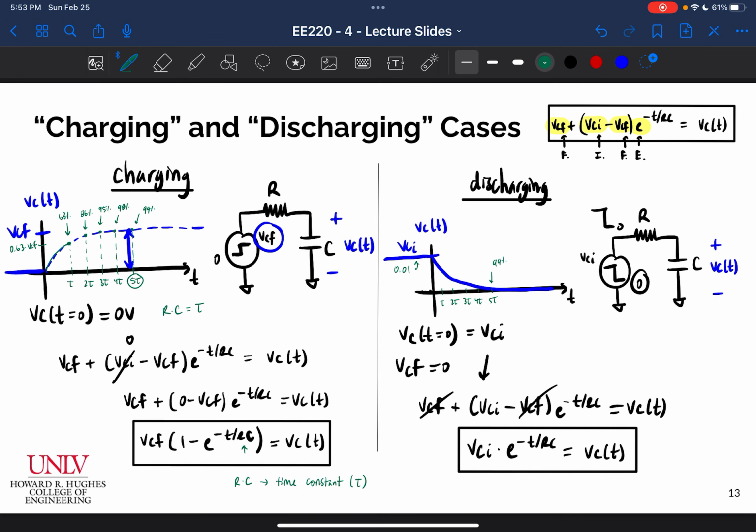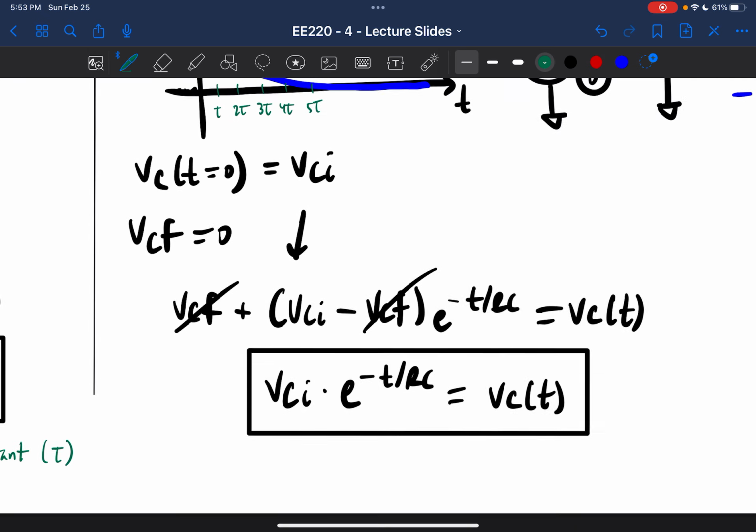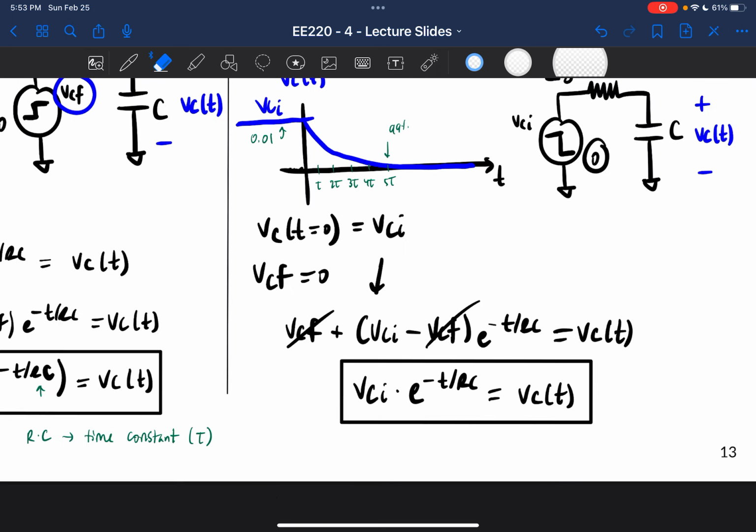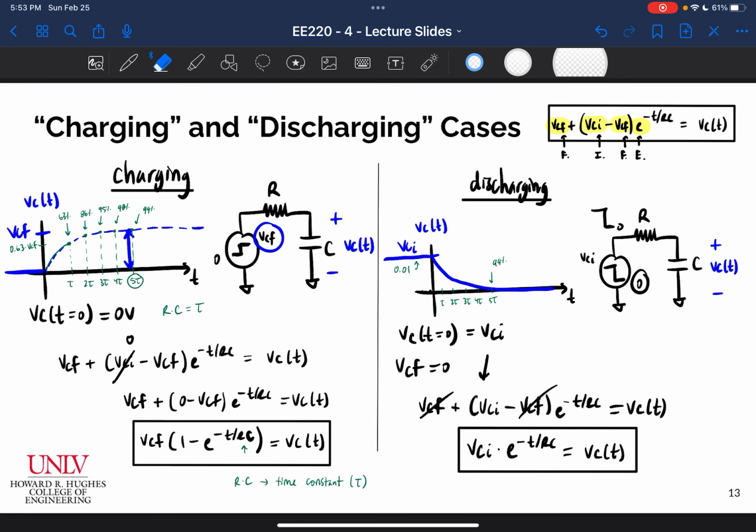I wanted to talk about what the time constant is, because sometimes you'll see the expression written as VCI times e to the minus t over tau instead of RC. But you know for an RC circuit that tau is just R times C. When we get into RL circuits, we'll talk about tau again and what the time constant is for RL circuits. But for now that's clear, and we're on the same page about time constants, about tau, about charging and discharging cases for these circuits, so I think we are ready to solve some examples.